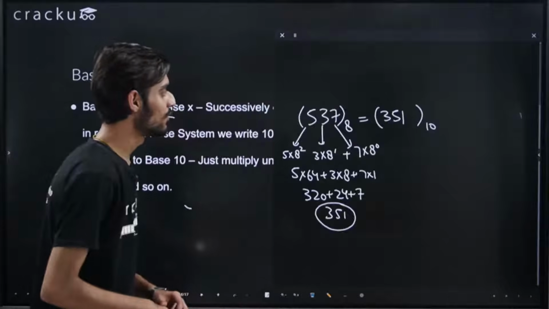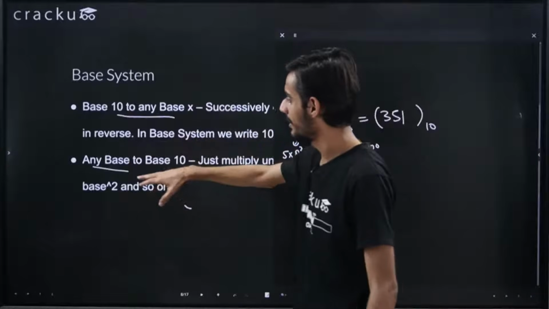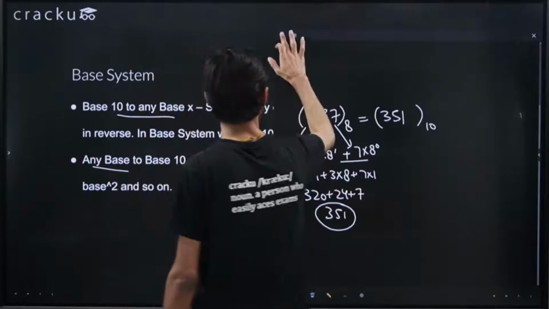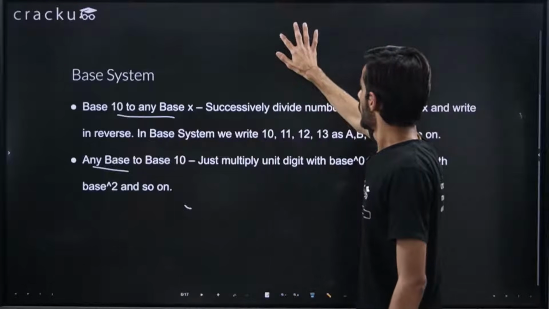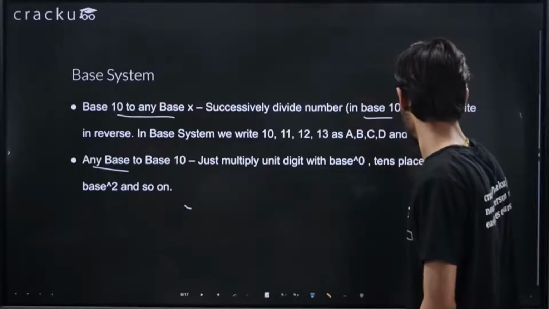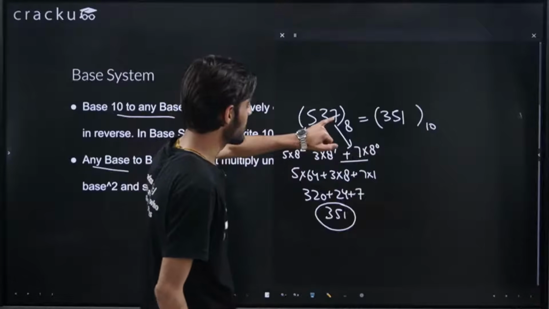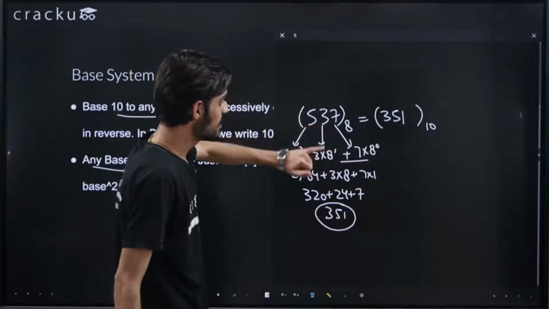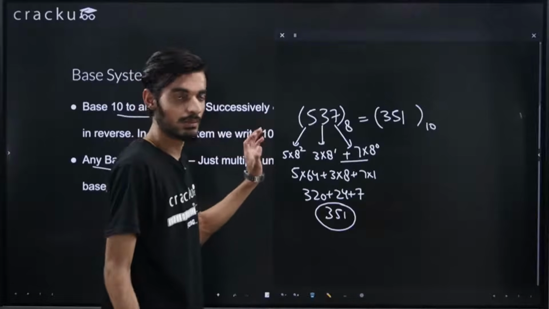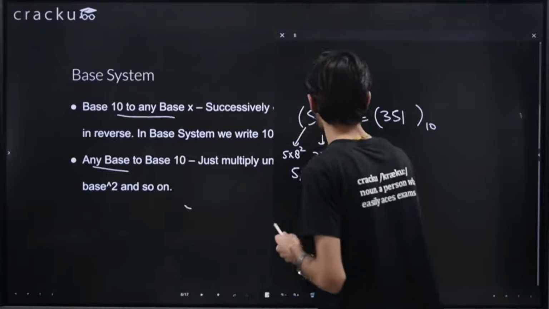Okay, so now you will be able to convert any number from base 10 to any other base, and from any other base to base 10. I have written these things here also. Just multiply the unit digit with base raised to power 0, the tens place with base raised to the power 1, the hundreds place with base raised to the power 2, and so on, so that we are able to convert this number from base 8 to base 10. I think this should also be clear.